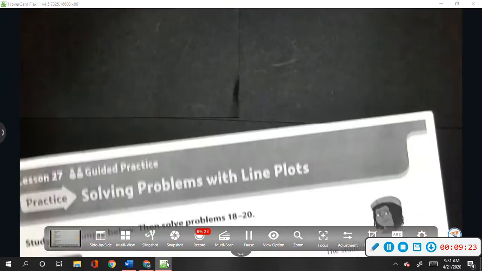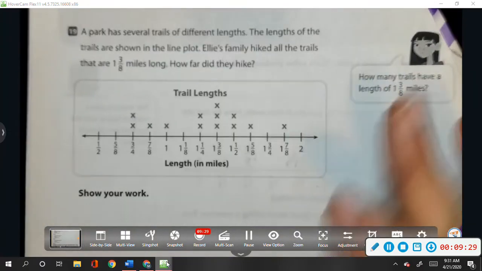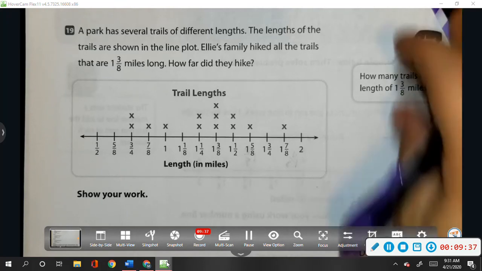Okay. Turning the page to number 19. I just need to get a better... I'm having issues this morning.